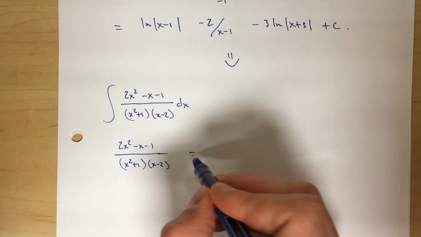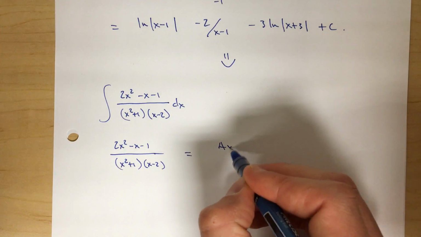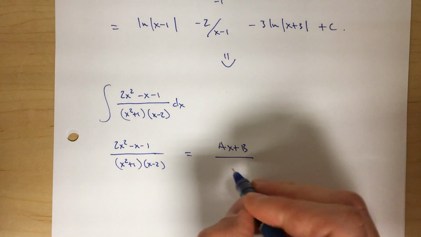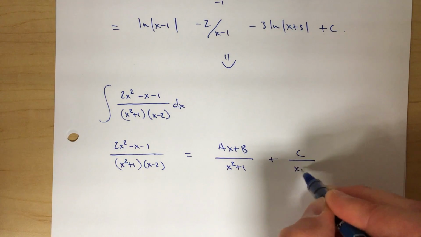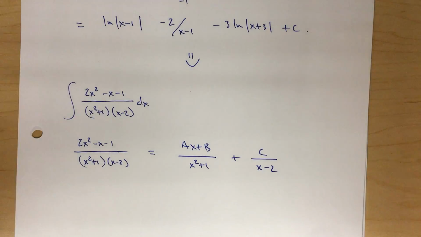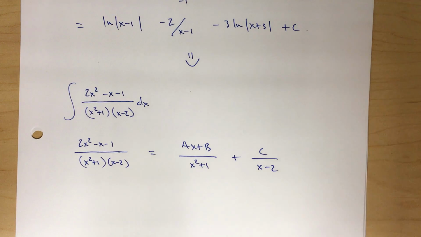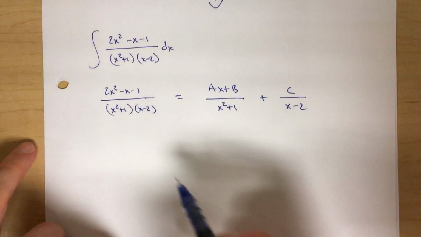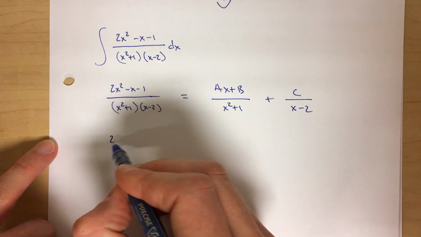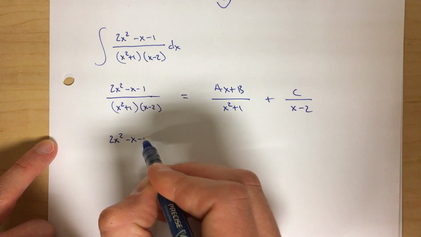You are going to set this equal to ax plus b divided by x squared plus 1, plus c over x minus 2. So basically, you need to have this be linear if your factor is quadratic. Again, it's probably too much to show the algebra behind it, so you're going to have to just take it as fact.